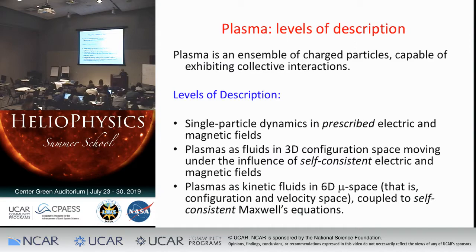You can, at the simplest level, think of it as single particle motion, where you prescribe the electric and magnetic fields and see what happens. This is an exercise in Newton's second law of motion. You write down MA, and on the right-hand side, you put the force, and the force turns out to be a combination of electric and magnetic forces. But these fields are prescribed and not changed in this single particle description.